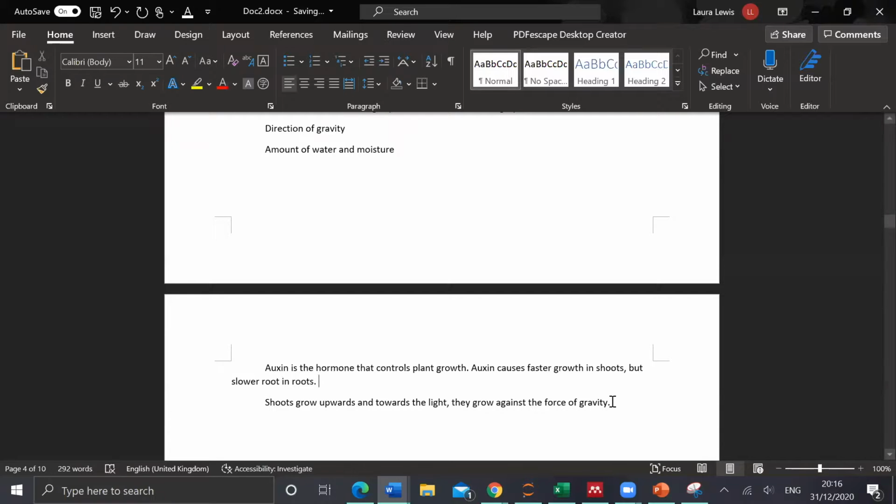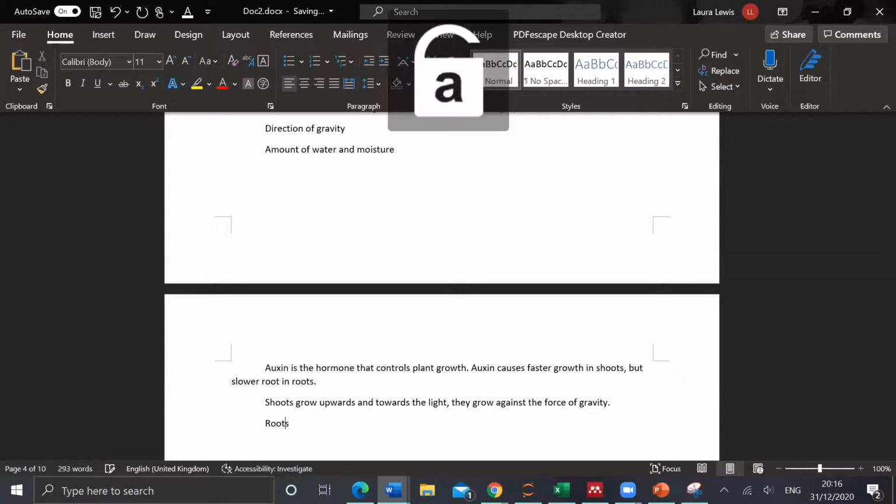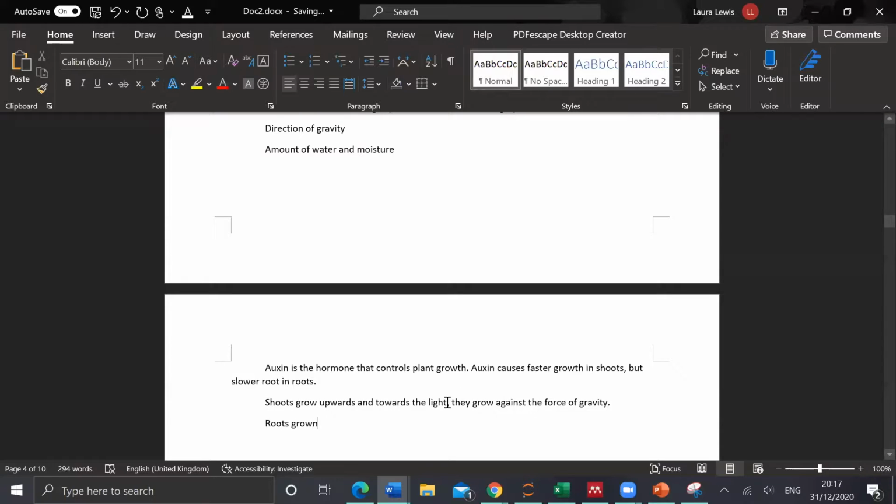Interesting. So shoots go upwards against the force of gravity, go towards the light. And roots, opposite. When something grows towards the light, it's called phototropism. Phototropism. So roots grow downwards.